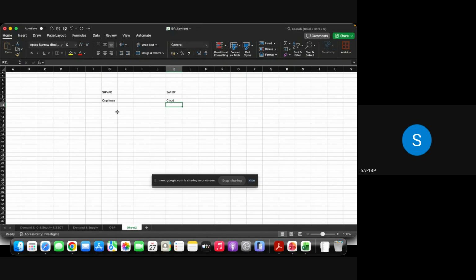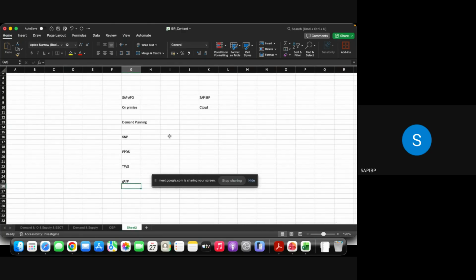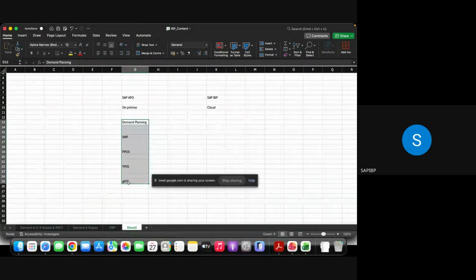Now, to handle the end-to-end supply chain, SAP APO is further subdivided into 5 major modules. Those are demand planning, supply network planning, production planning and detailed scheduling, TPVS, transportation and vehicle scheduling, and finally GATP, global available to promise. Right. Now, let's go into each and every module at a higher level.